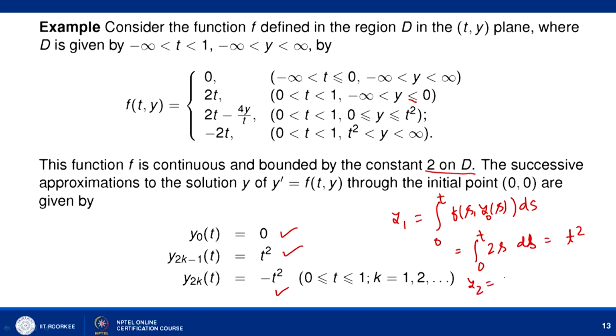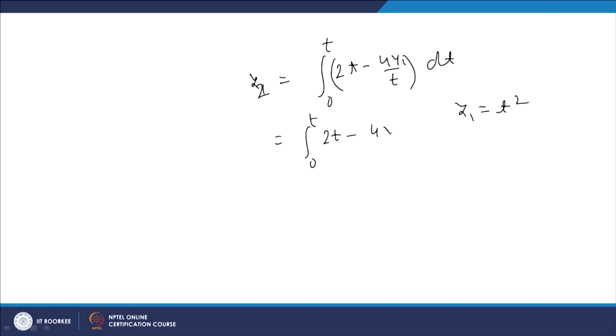Now to find y2, it is the integral from 0 to t of f(s, y1(s)) ds. Now y1(s) is s square, so it will lie here. So here we write f(s, y) as 2s minus 4y1 upon s. So y2 is the integral from 0 to t of 2s minus 4 into s square upon s ds. There is a small abuse of notation here; I should write 2s minus 4 y1 upon s, ds.